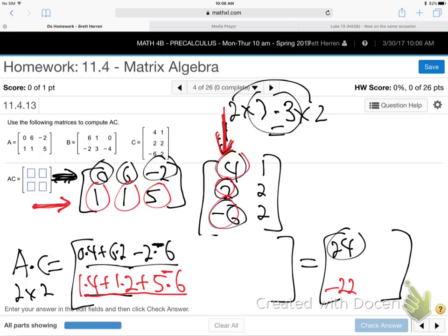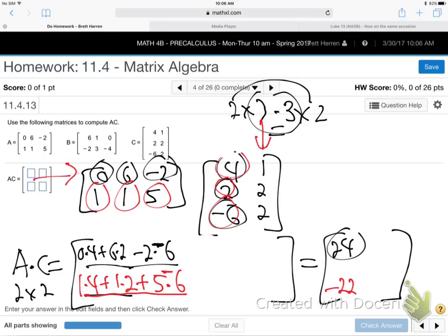Is this making sense? My left hand is going across. My right hand is going down. So you always start on the left edge, either the left edge on the top or the left edge on the bottom, and you always start at the top on the matrix on the right. Now, I've done both the left entries. Now let's go over to the right side and start again at the top.